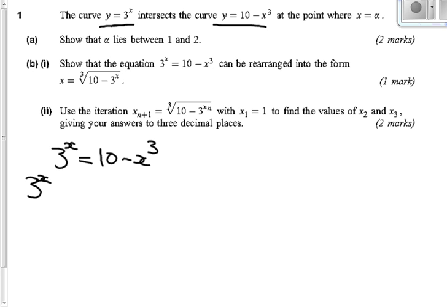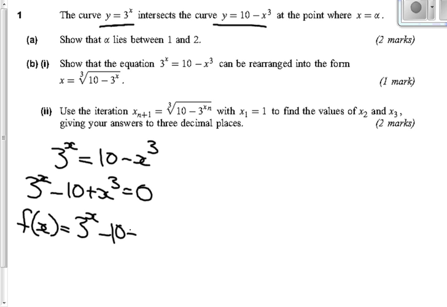Rearrange this all to stick it all on one side, and that would be equaling 0. And so we could say that we have a function here, f of x equals 3^x take away 10 plus x cubed. Our job is to show that the root lies between 1 and 2.